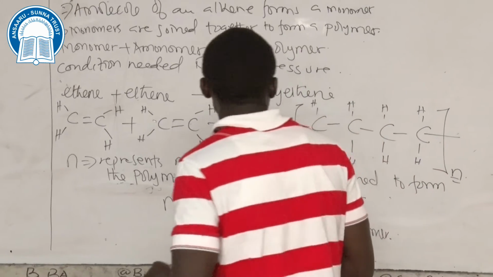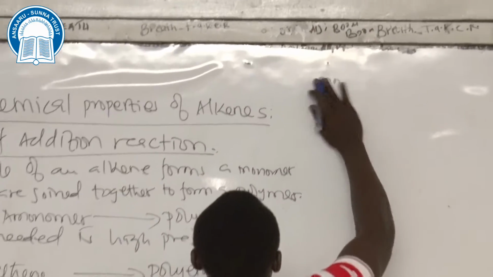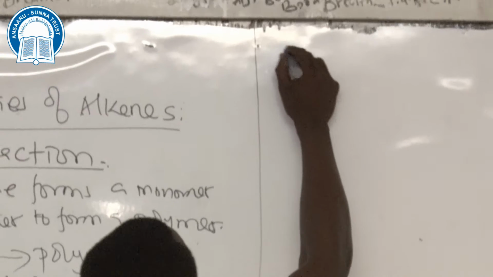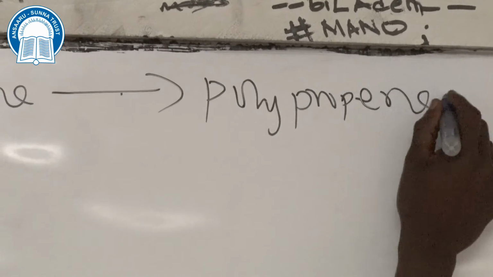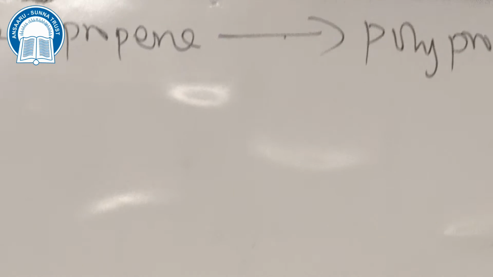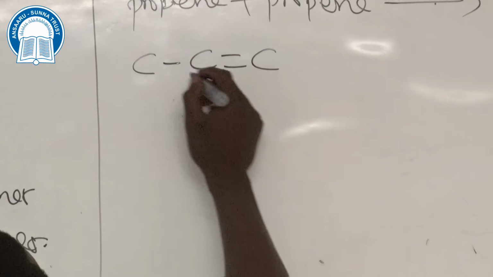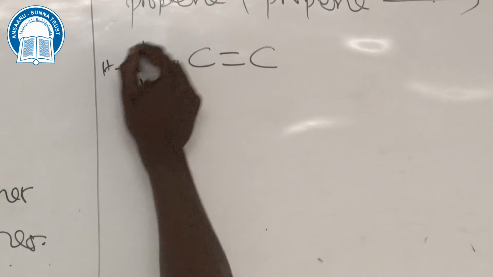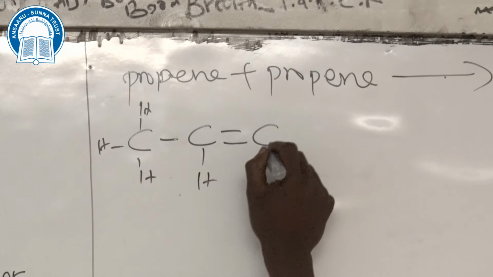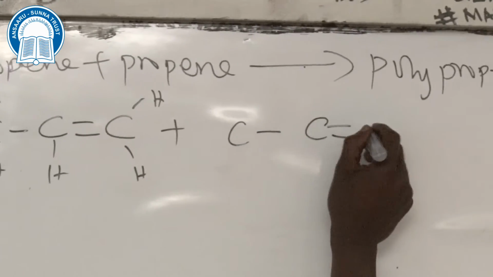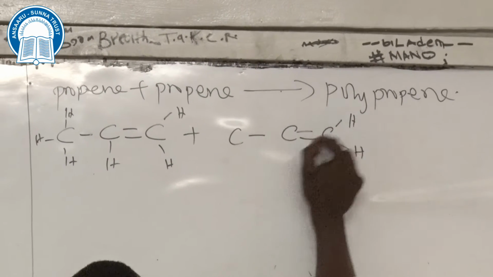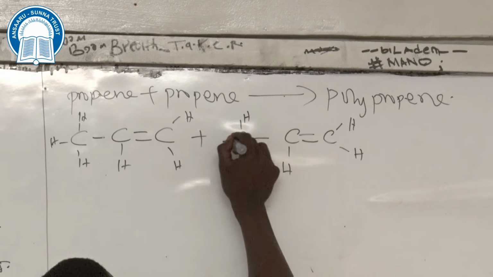Let's also have a look at propene plus propene. If we have here propene plus propene, giving us polypropene. So propene, we have C, put the double bond there. So we have hydrogen, hydrogen, hydrogen. This one has one hydrogen, and hydrogen, hydrogen. Maybe plus another one, C, hydrogen, hydrogen, hydrogen, hydrogen, hydrogen, hydrogen.